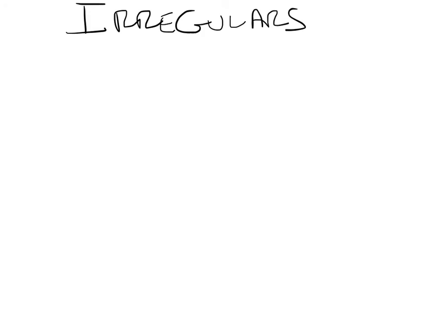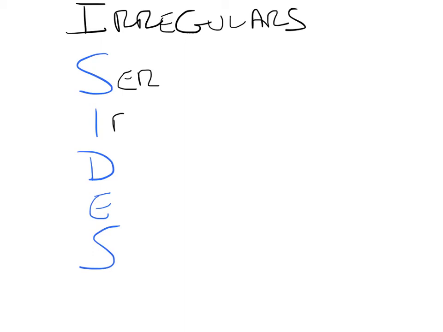Now, are there any irregulars with the negative tú commands? Yes, there are. And here is the acronym. Okay? Just want you to remember SIDES. Okay? SIDES. So it's ser, ir, dar, estar, and saber.